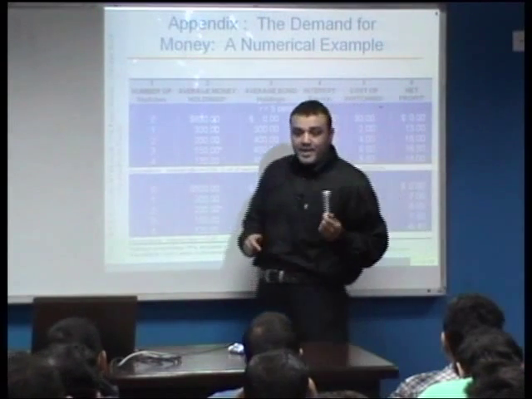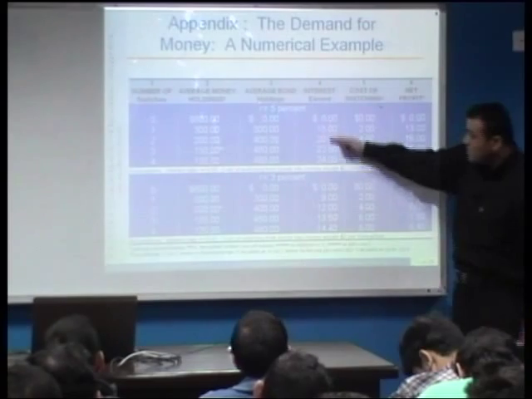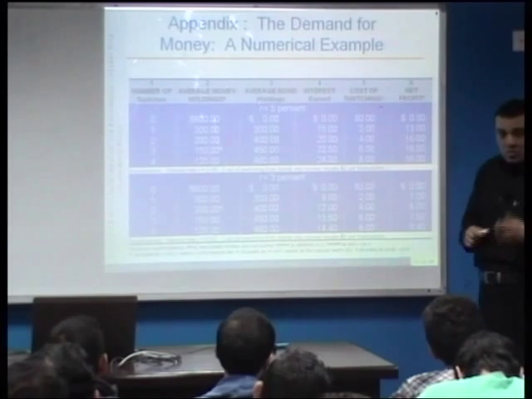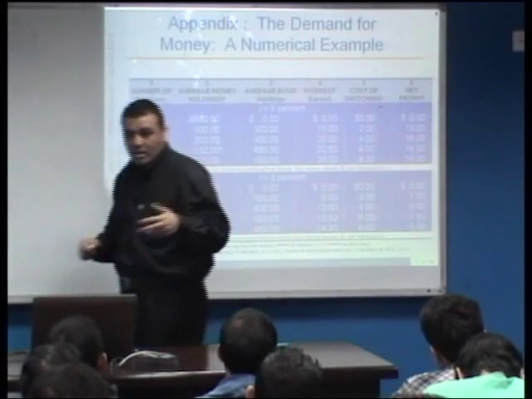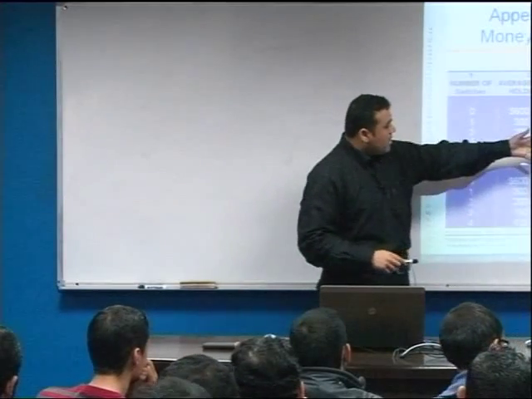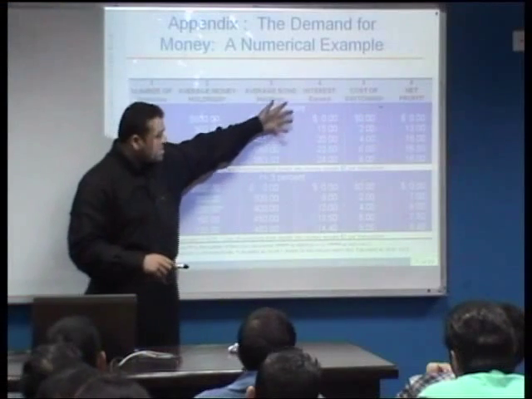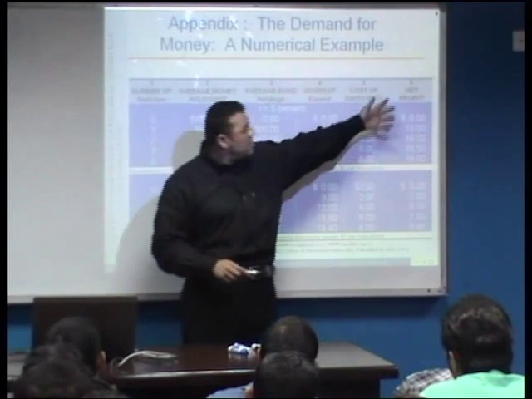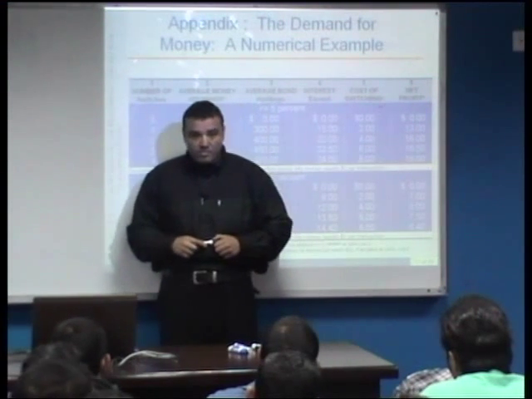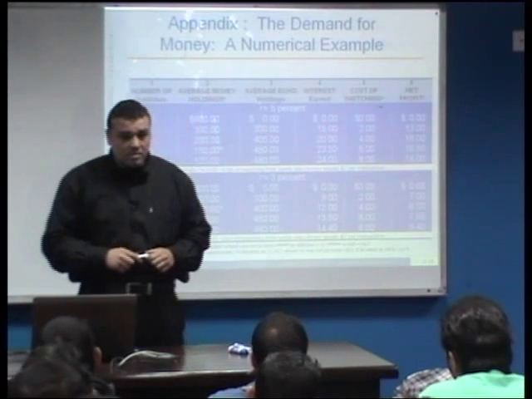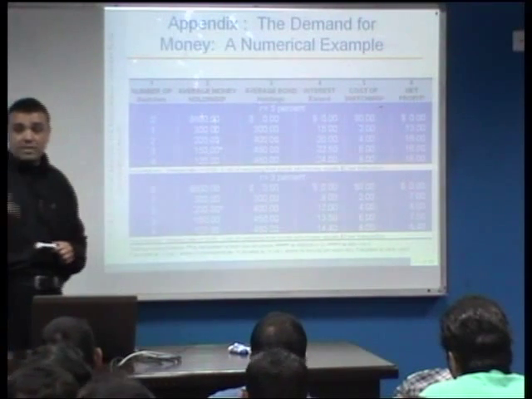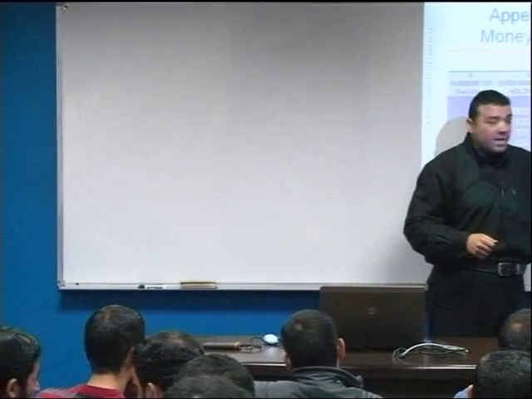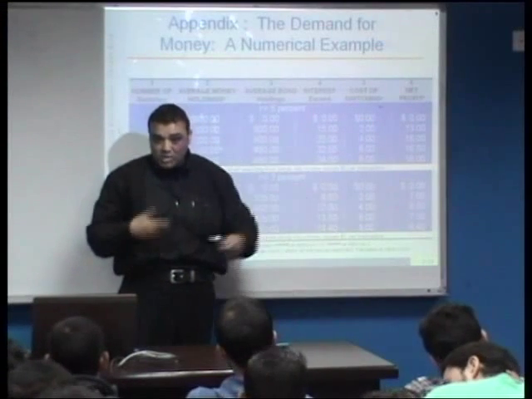Net profits are the interest earned minus the cost of switching, which gives me the net profits. Right? So what may be missing or unknown sometimes, you have to calculate: the interest earned, the cost of switching, and the net earning or net profits.